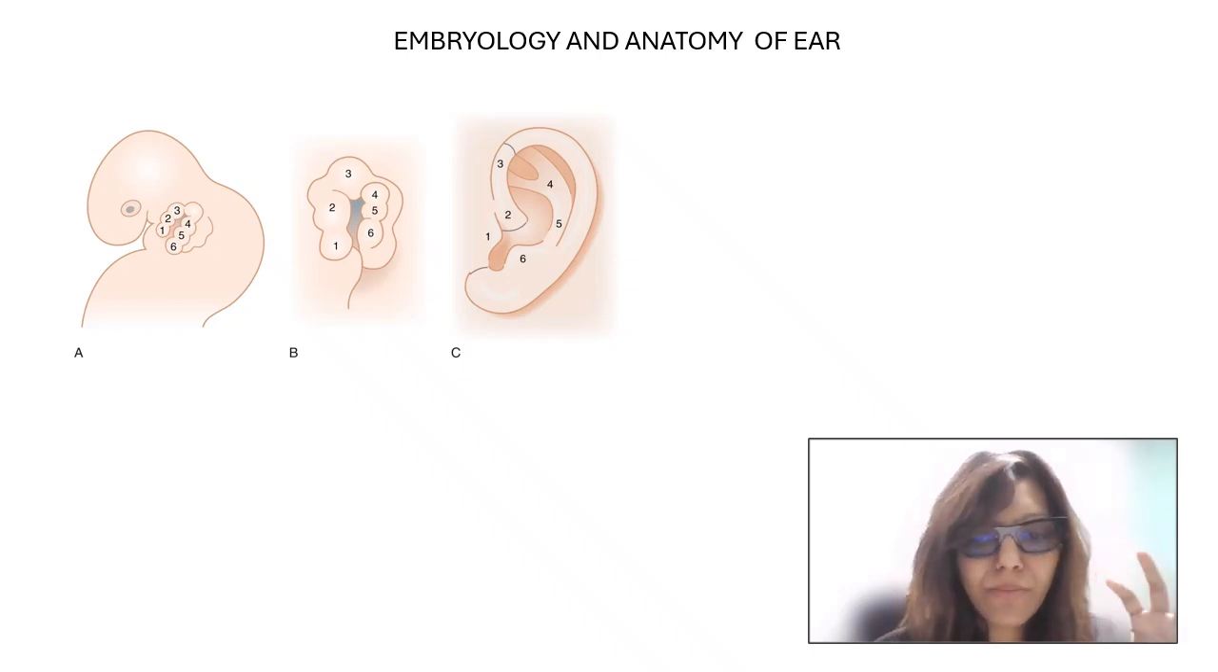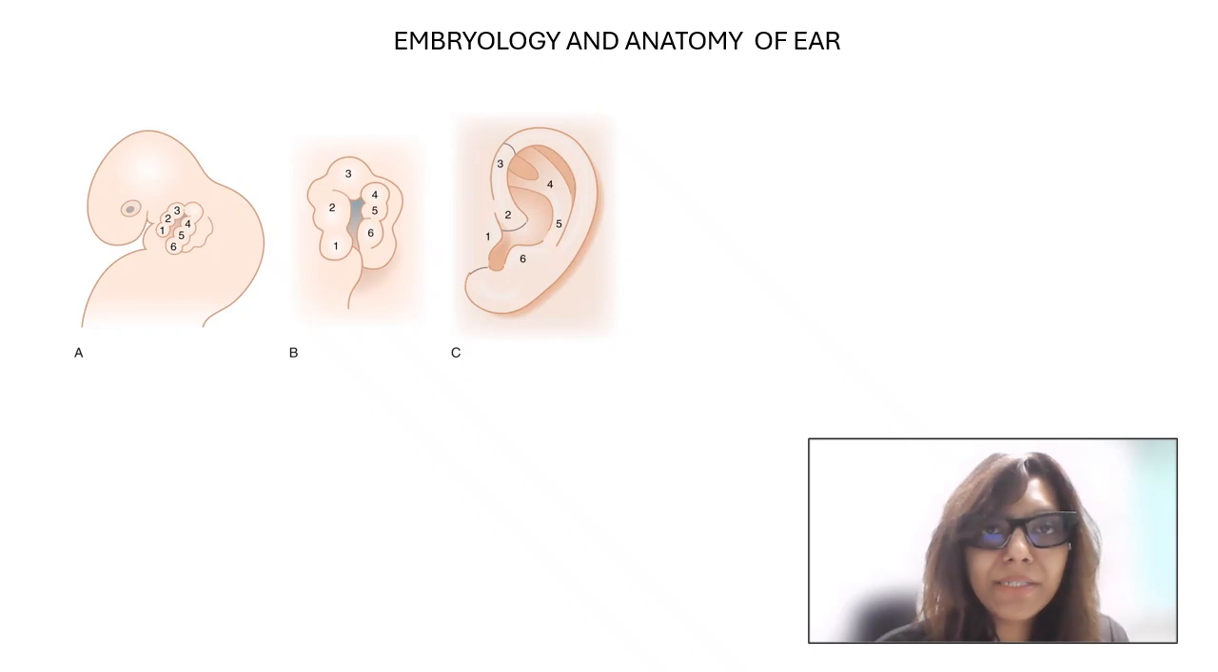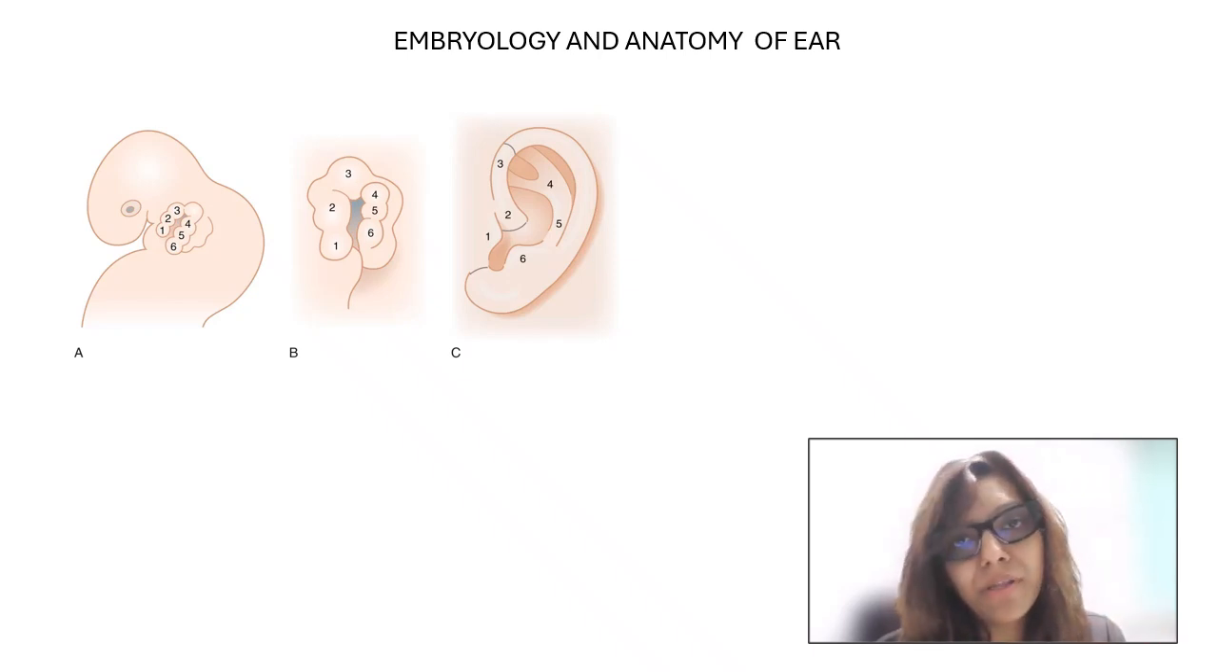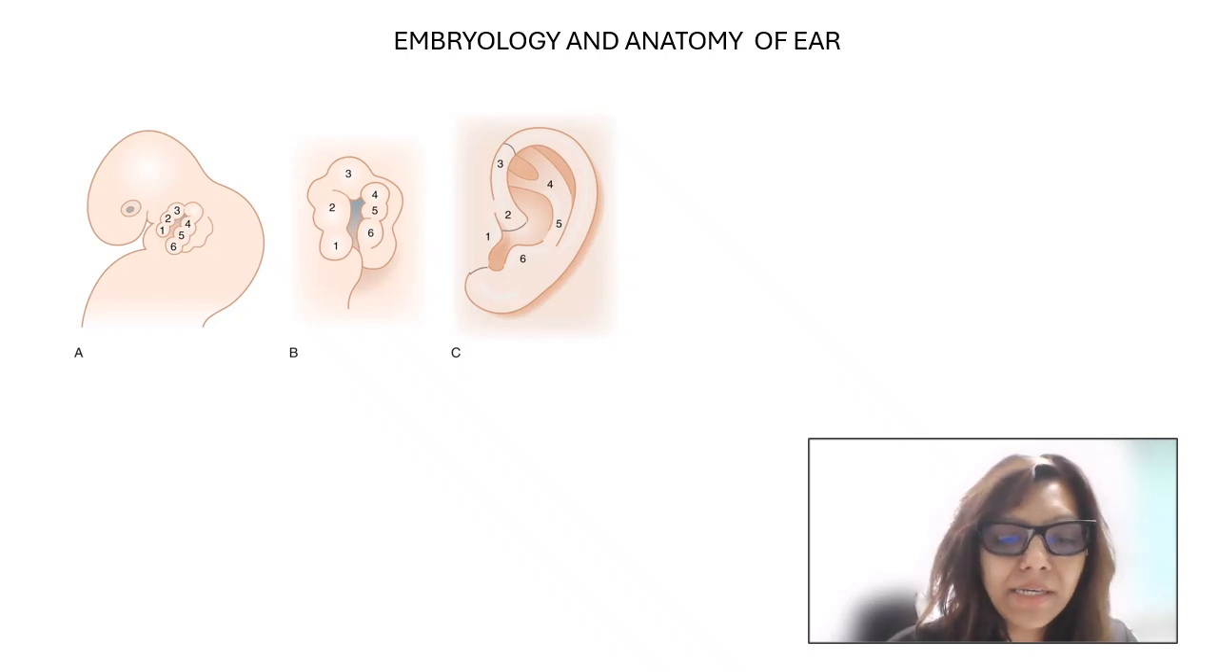So when we talk about anatomy of the ear, it's quite simple. To understand the embryology of the ear, you first have to know the anatomy of the ear thoroughly. You don't need to be artistic about it, but you do need to know all the parts of the ear, which is a little complex unless you know, and then it becomes very easy. So let's start with the helix.